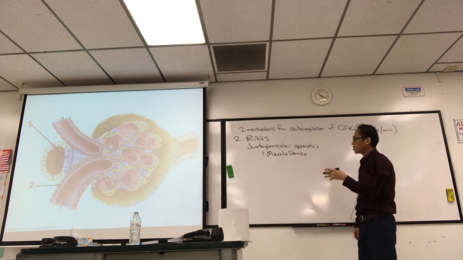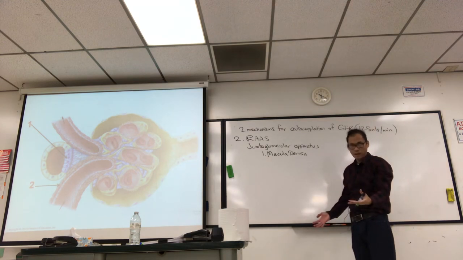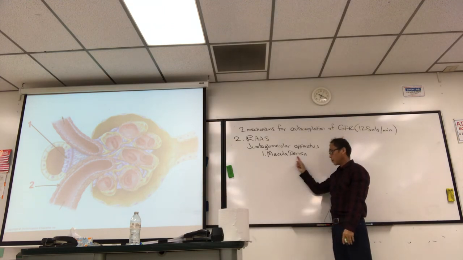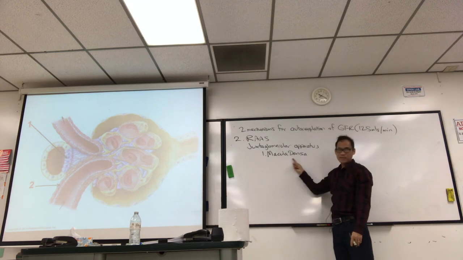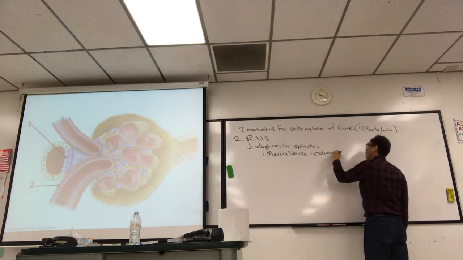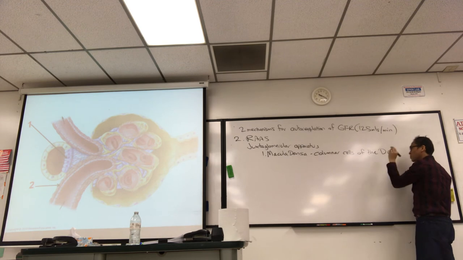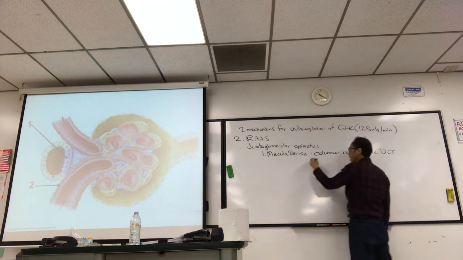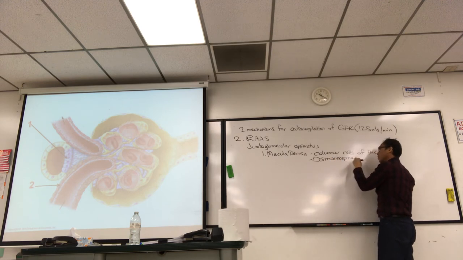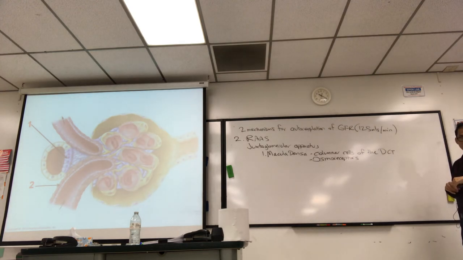So think of them as specialized cells. These are columnar cells within the DCT. That's literally what they are. They're dense. They're columnar. They're usually cuboidal, but these ones are columnar, and that's what they call it, these dense-looking cells. They function as, like I said, salt receptors. Really, we say they're osmoreceptors. They can detect if the blood is too salty or not salty enough.